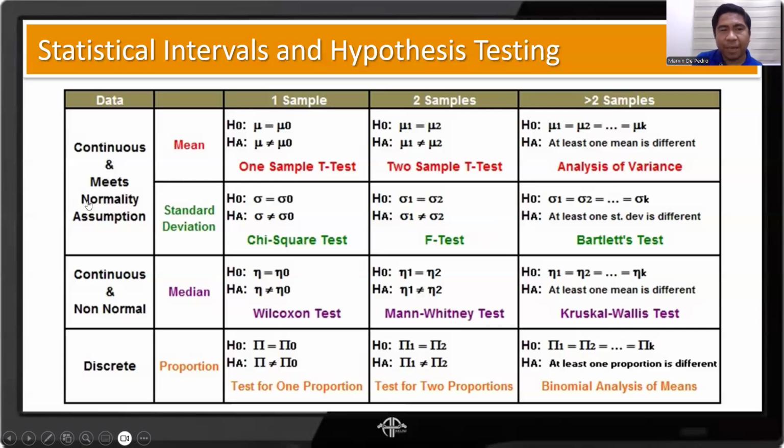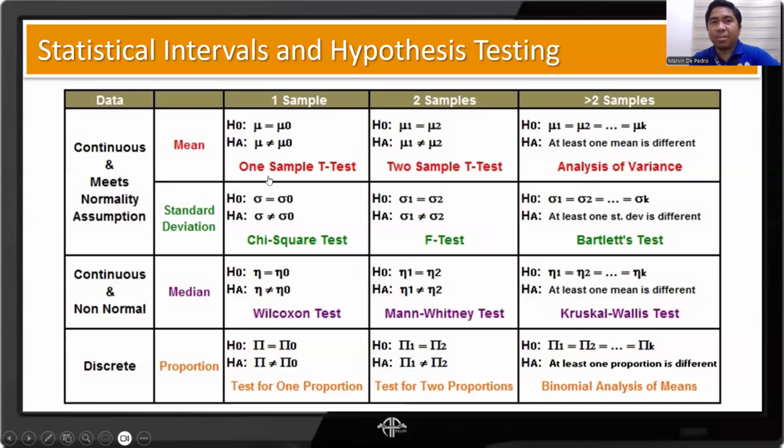So if our data is continuous and it meets the normality assumption. By the way, our focus for the course is in the upper half only. You can observe the lower half if you want, but we focus here on the upper half only. So again, if our data is continuous and we are assuming it is normal, then regarding the mean, these are our null and alternative hypotheses.